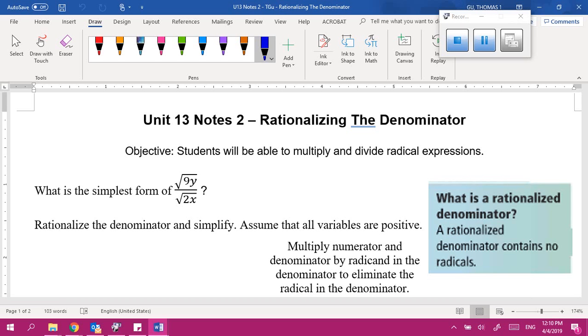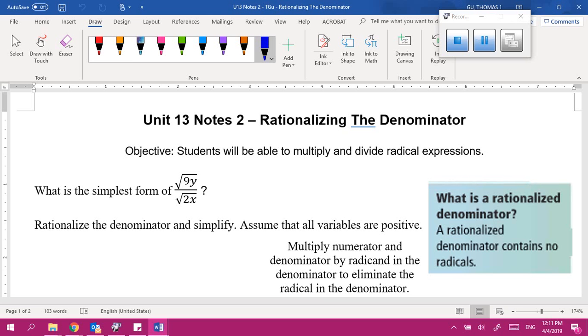It says, what is the simplest form of square root of 9y over square root of 2x? So based on what I just said, what's wrong with that term right there? There's a square root in the bottom is the right answer, right? You're not allowed to have this square root symbol at all in the denominator, in the bottom, okay? So we use this process called rationalizing the denominator, which means pretty much that you're getting rid of the square root sign or getting rid of the radical, okay?